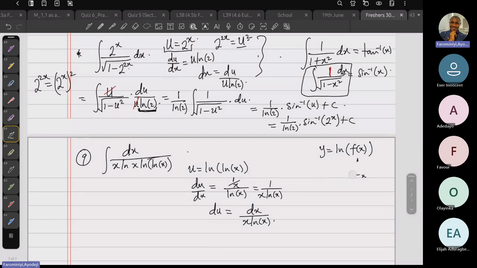Okay, so again, if y is equal to natural log of stuff, the dy dx is the differentiation of stuff over stuff. Or let's just use chain rule directly, because this is chain rule. So let's do chain rule directly. y is equal to natural log of x.